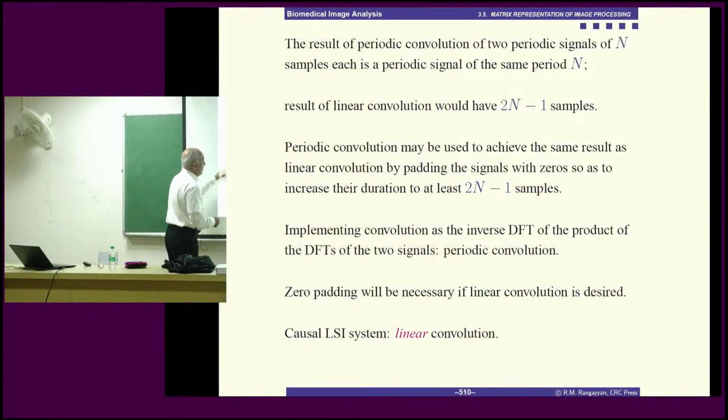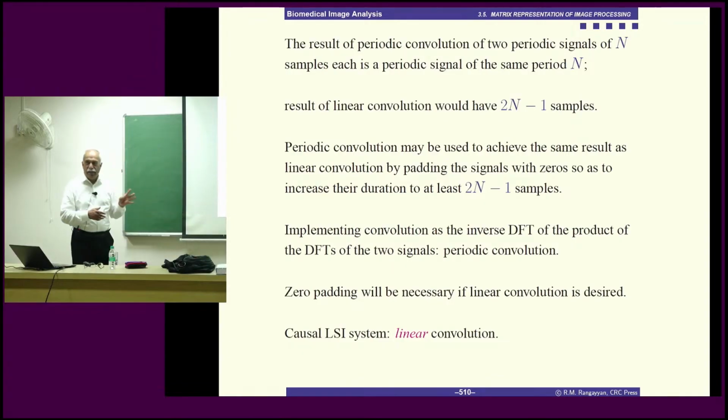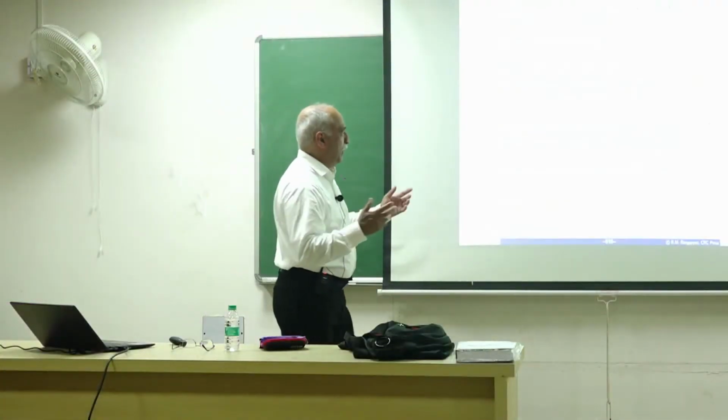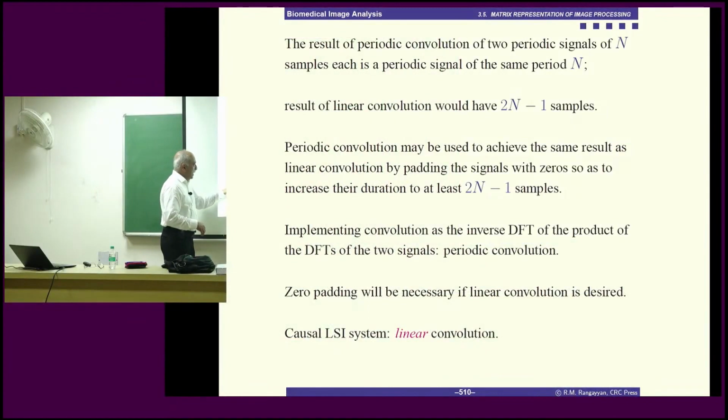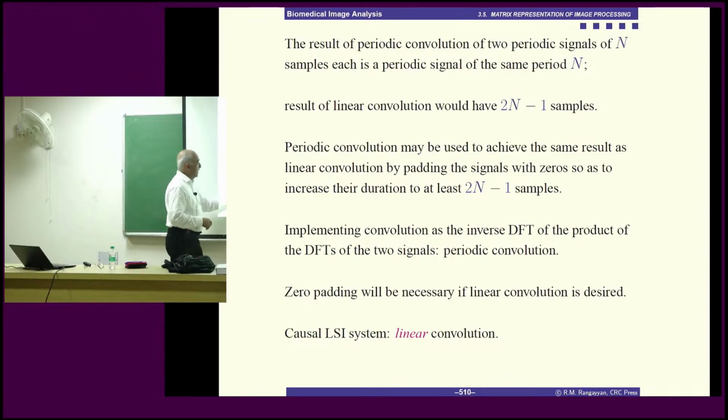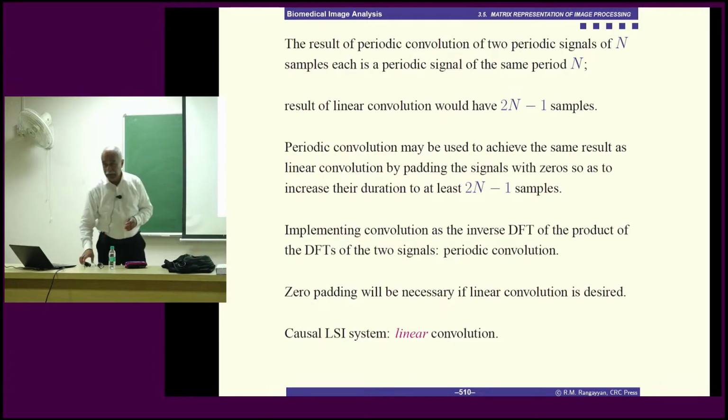So implementing convolution as the inverse DFT of the product of the DFTs of the two signals implies periodic convolution. Otherwise, if you don't take care of this, you get some wrong result. Zero padding will be necessary or required if linear convolution is desired. In the case of a causal linear shift invariant system, what you want is linear convolution.